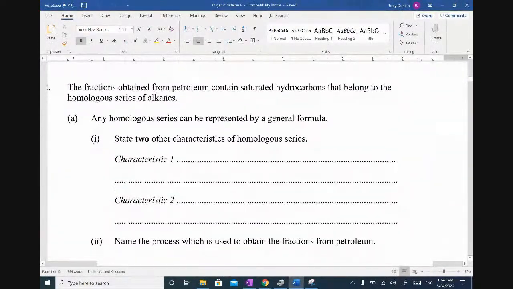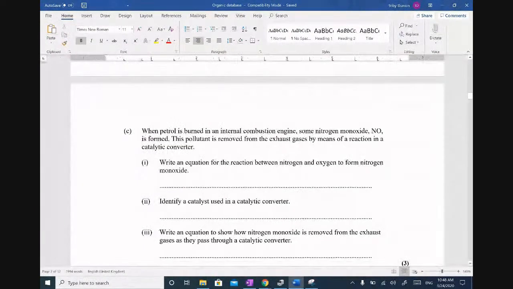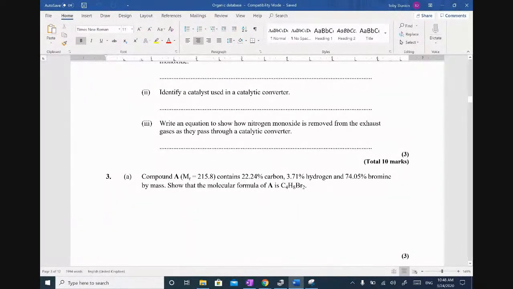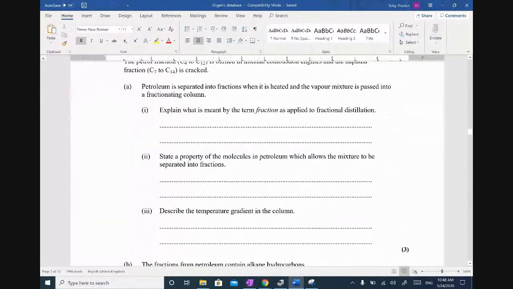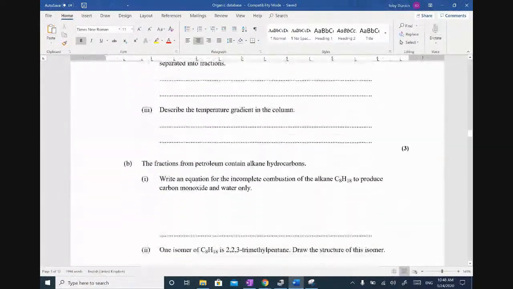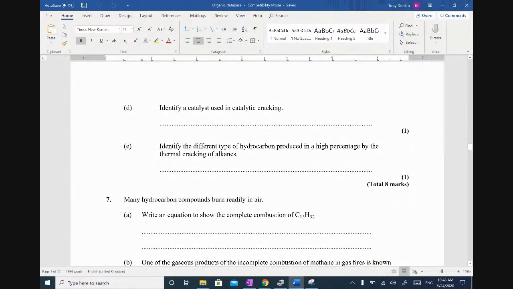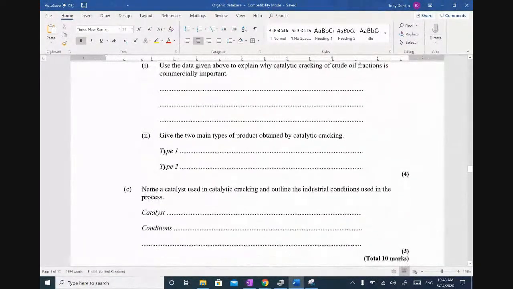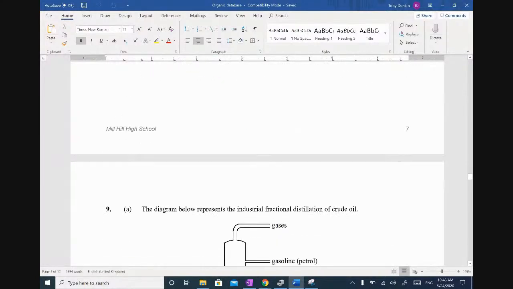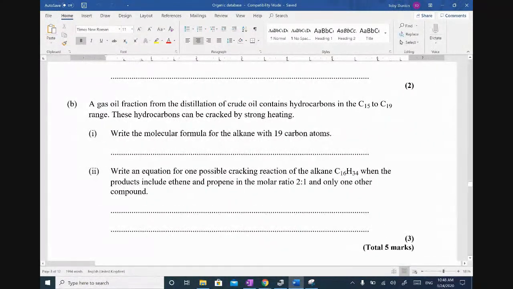See if I can find another one of these. They'll be around. Let's see if I can find another one. There's the catalytic converter, you see, guys. Very aware of it. Oh, state property, cracked. Write an equation to produce, that's combustion again. Give one reason, catalytic cracking. Write an equation for the complete combustion. Crude oil fractional distillation. I'm looking for a cracking equation. Conditions, coming to that one in a minute. Hydrocarbons. Write the molecular formula of the alkane with 19. That's fine. There it is.